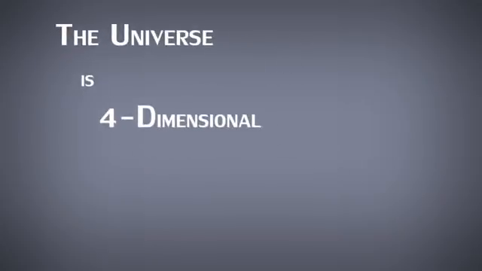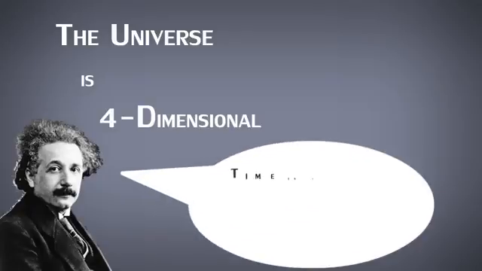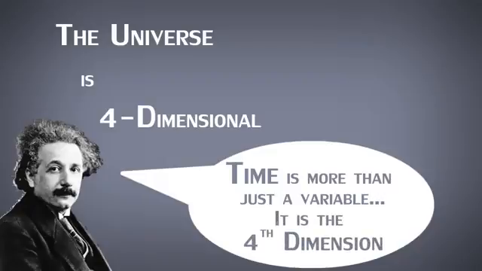This idea that time is this 4th dimension was a revolutionary idea, and it comes to us from the great mind of Albert Einstein. Before Einstein, time was thought of as just another variable, but we now know that time is more than just a variable we use in our physics equations. It is the 4th dimension, the thing by which space moves through.